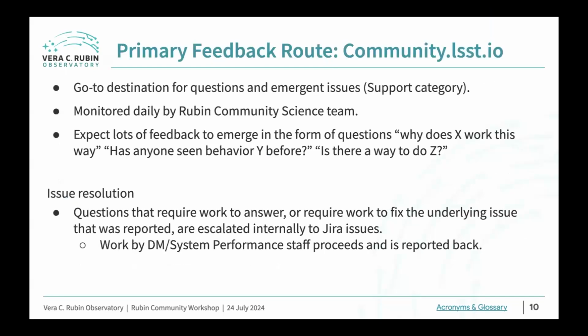Okay, so the primary route for feedback on data products is community.lsst.io. It's the basic, first-level go-to destination for questions and emergent issues. There's a support category, and this is monitored daily by the Rubin community science team. Now that we're coming up close to Rubin operations, the community science team is a new team in operations, and they've been ramping up over the last one to two years, doing a lot of work with DP0. So we do have people actively monitoring this forum to make sure that even if it's not them who answer the questions, somebody will answer the questions.